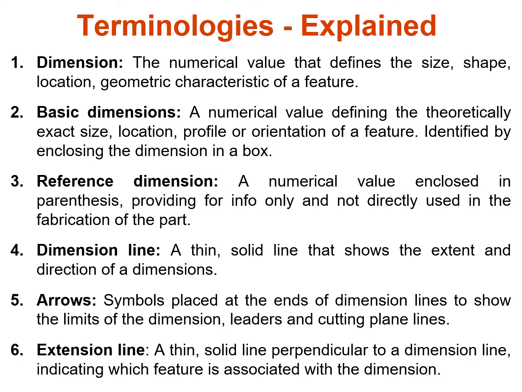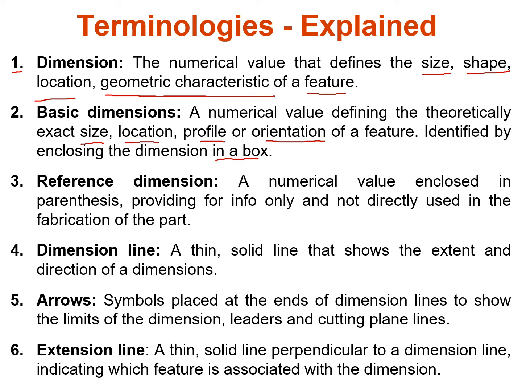So the basic terminologies are given in numbered form here. One is the dimension. What is a dimension? A dimension is basically the numerical value that defines the size, shape, location, geometric characteristics of a feature. That feature can be anything, an arc, a circle, or a hole. Then what are basic dimensions? Basic dimensions are enclosed in a box, also a numerical value defining the theoretically exact size, location, profile or orientation of a feature, identified by enclosing the dimension in a box.